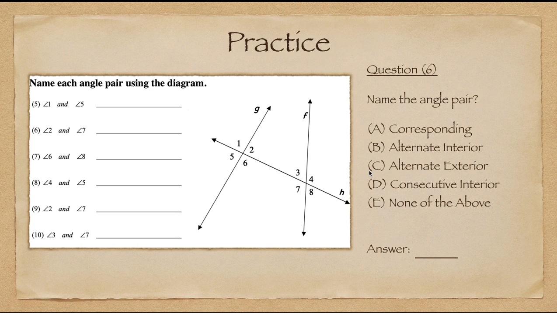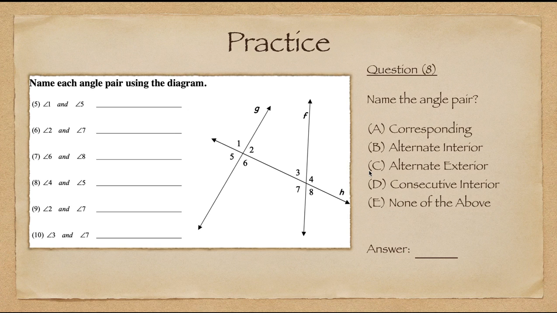Looking at question 6, angle 2 and angle 7, which of our special angle pairs would you classify that as? Because angle 2 and angle 7 are in between the 2 lines intersected by the transversal, they are interior angles, and because they alternate sides of the transversal, they are alternate interior angles. Your choice should be choice B. Consider question 7. What is the special angle pair for angles 6 and 8? Your answer should be choice A, corresponding angles.